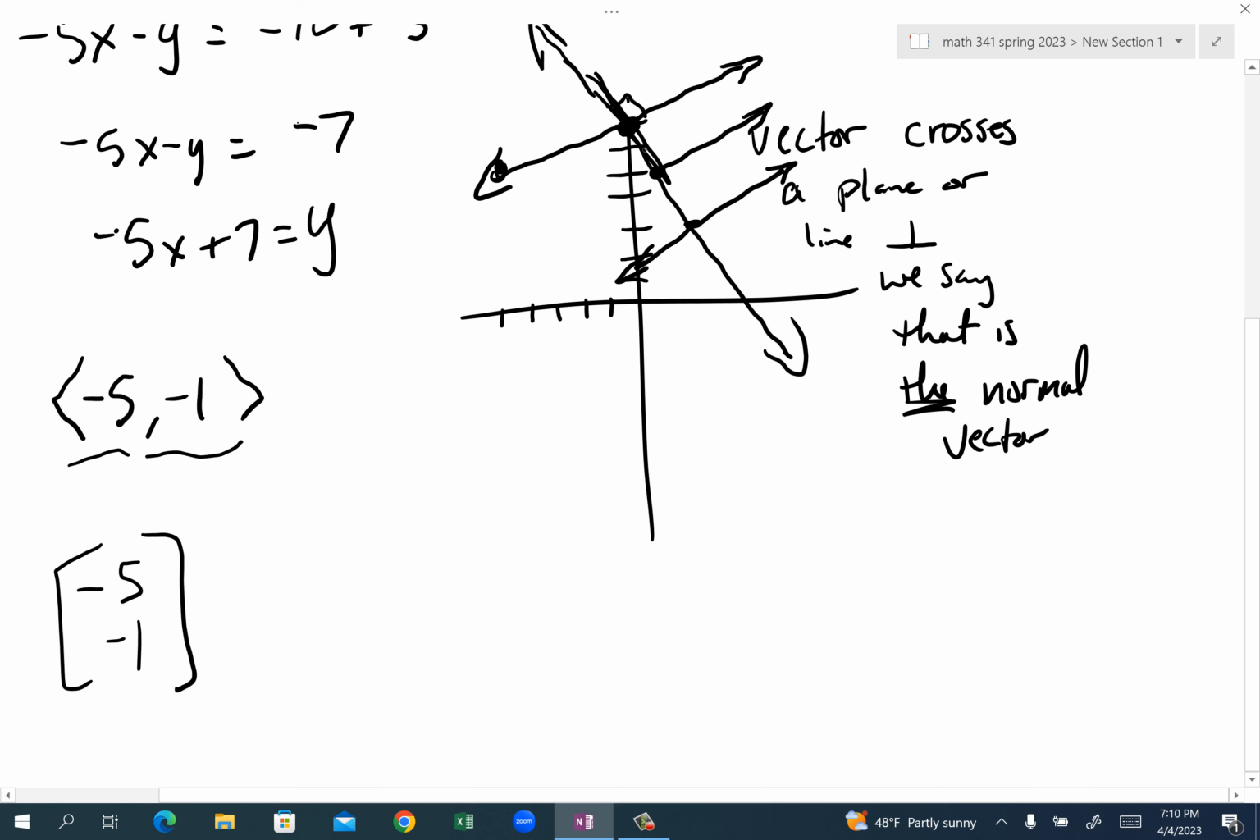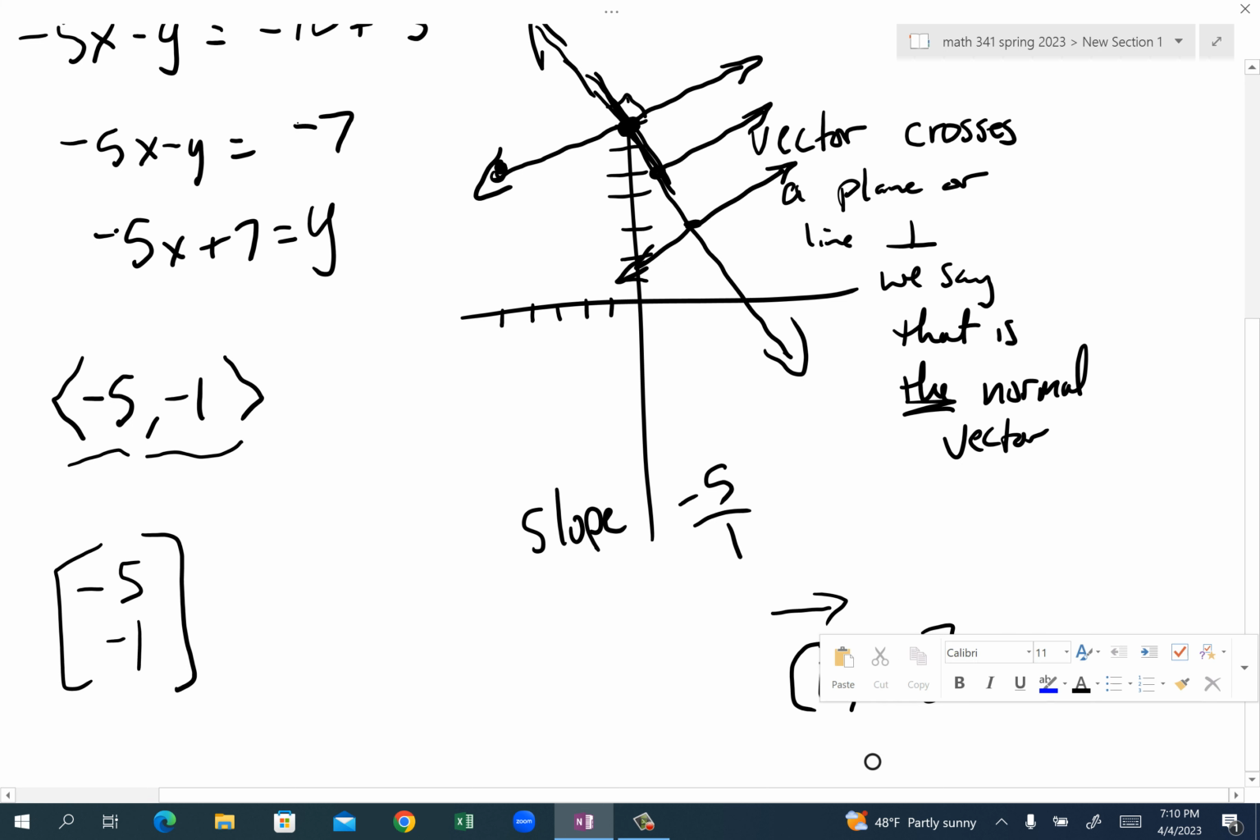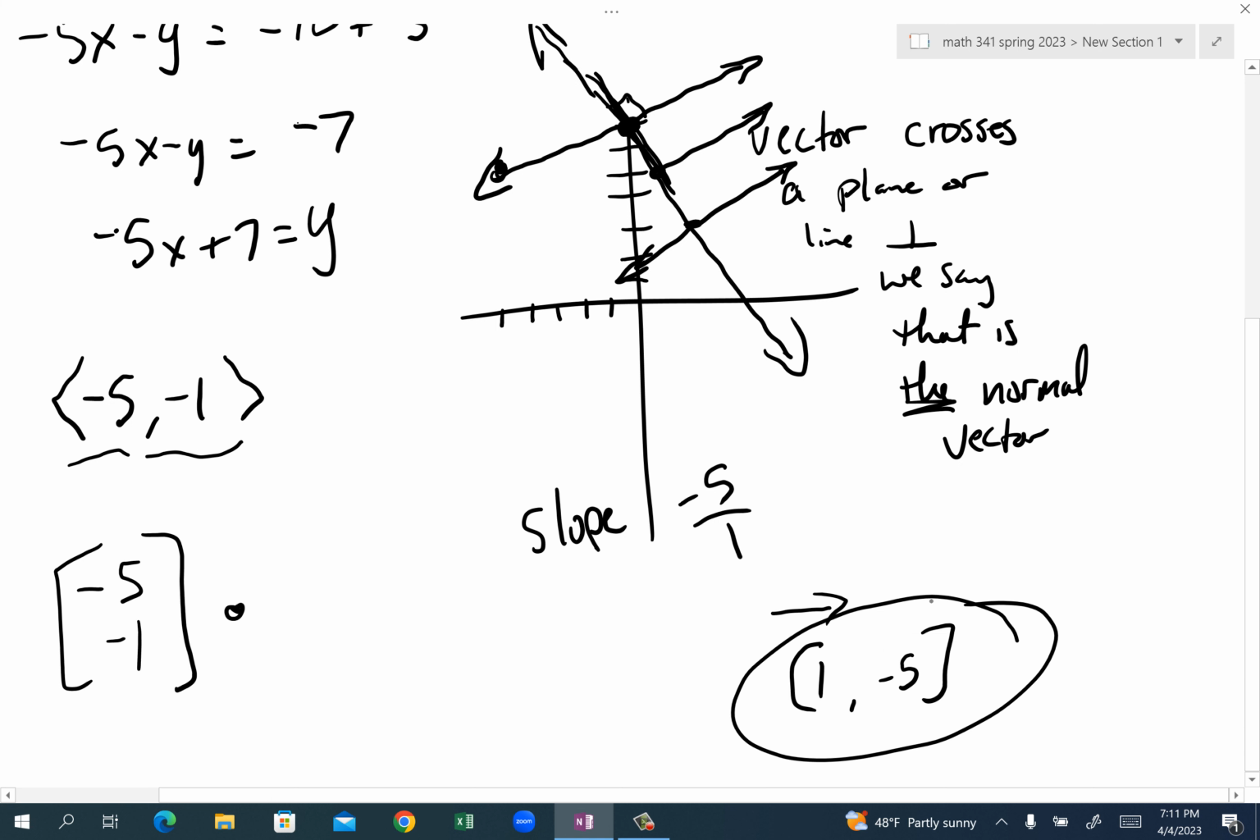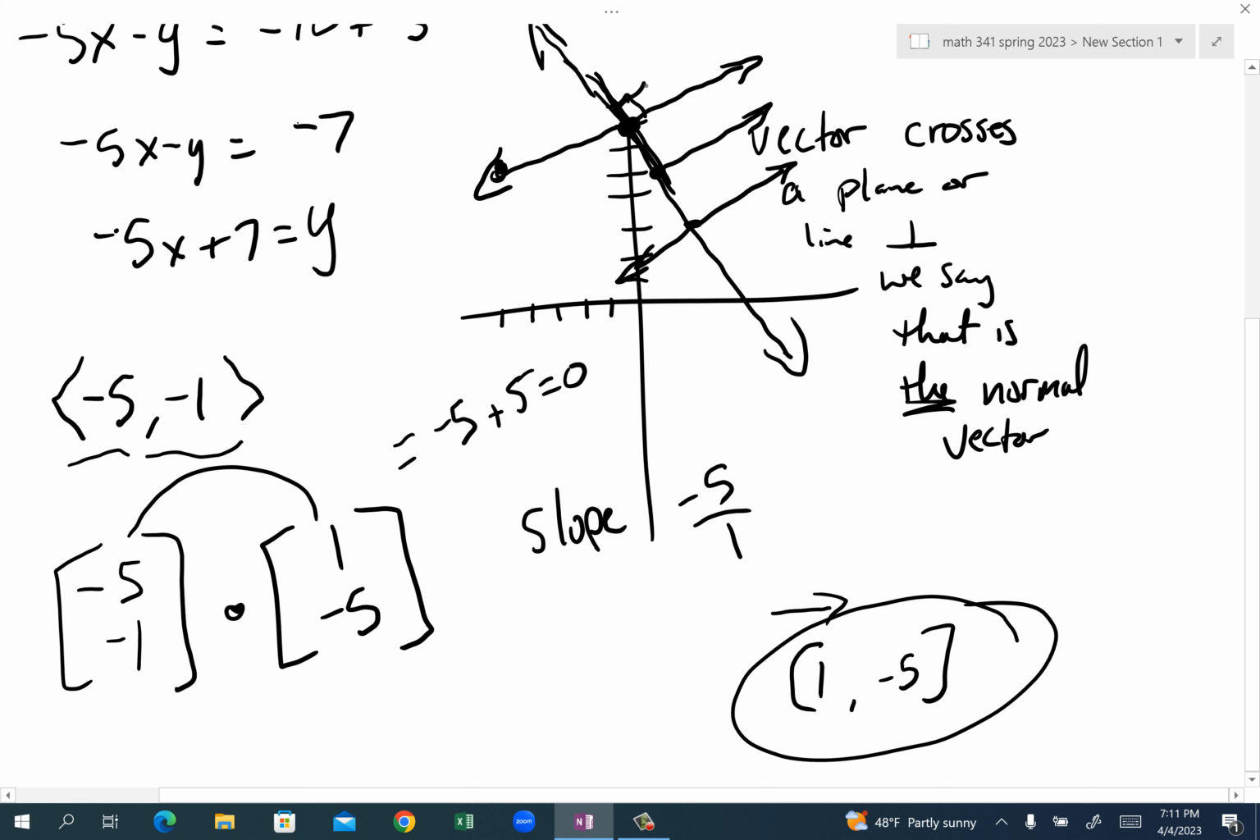The slope of this guy is negative 5 over 1, right? But what would that be in a vector? Well, it would be going over 1 and down 5. So this tells you this guy right here is also a vector, yes? What if I took that vector, which is the slope, and dot producted it with this guy? What would I get? Well, you get 5 times that is negative 5 plus 5 is equal to 0. What does that say? It says they are orthogonal or they're normal. That's a big deal.